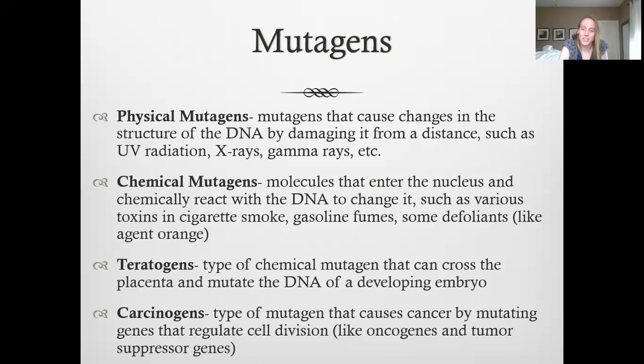And then teratogens, we've talked about before. Those are mutagens that can cross the placenta and actually damage the developing embryo. And then carcinogens are a specific type of mutagen that can also be either physical or chemical, but that specifically cause cancer by mutating genes that regulate cell division, like tumor suppressor genes and oncogenes.